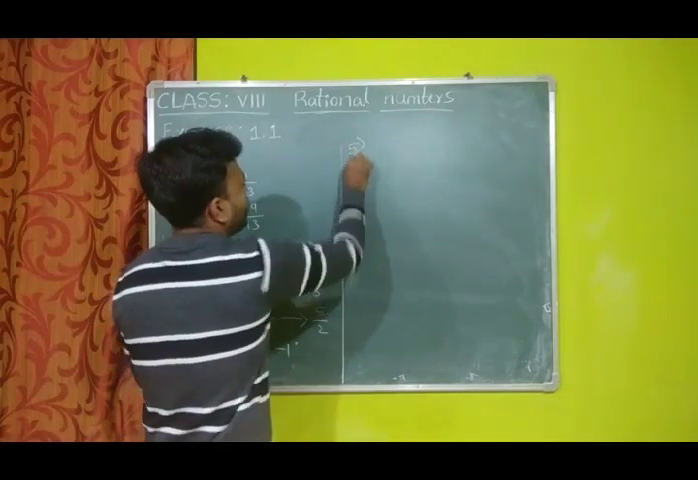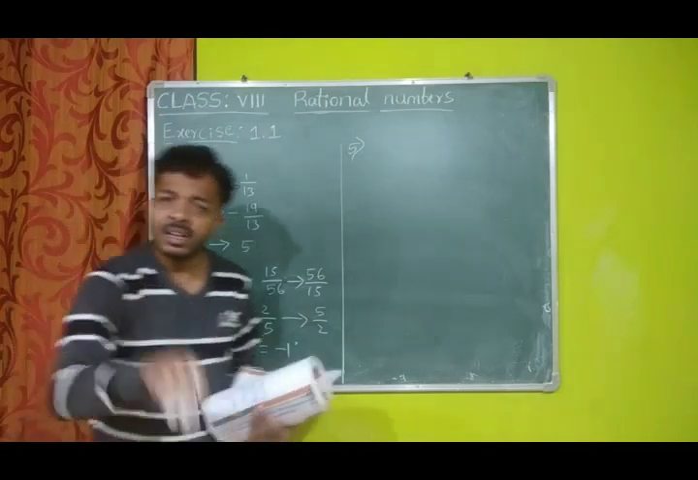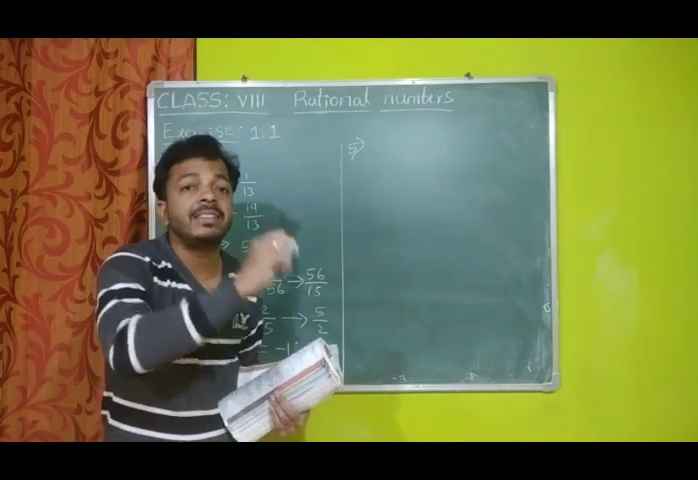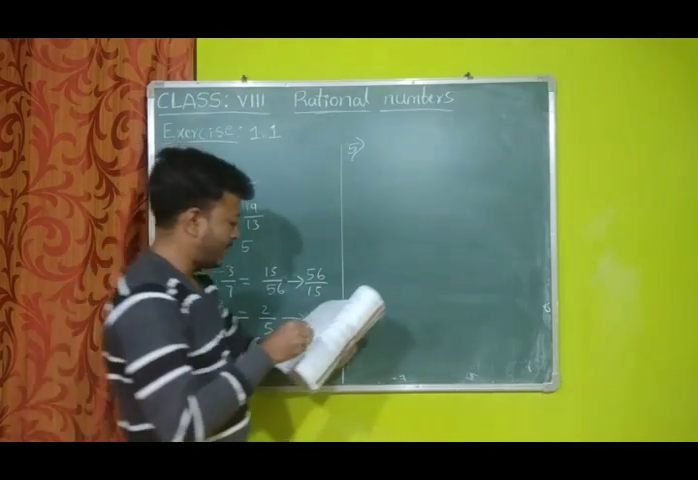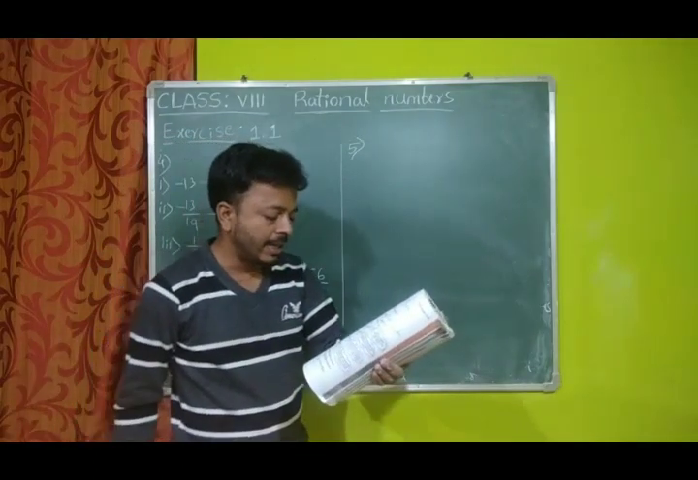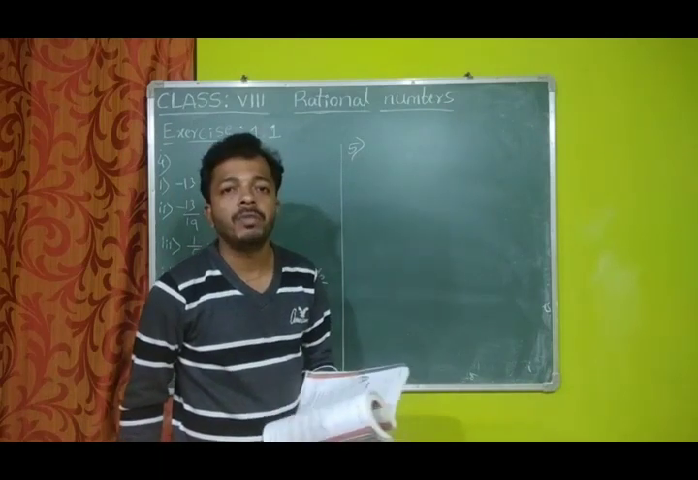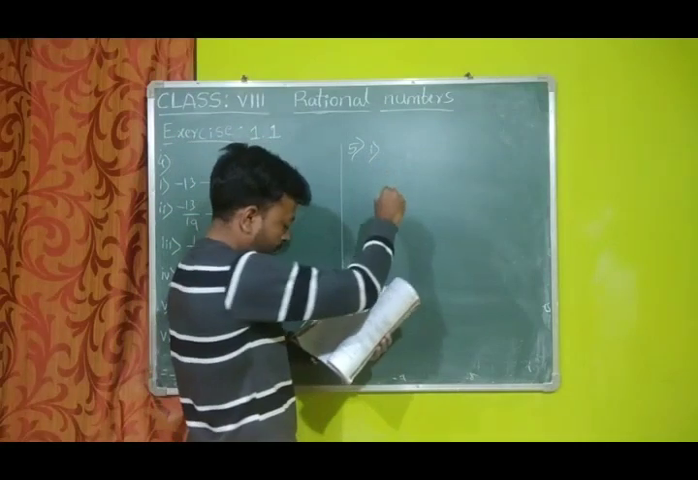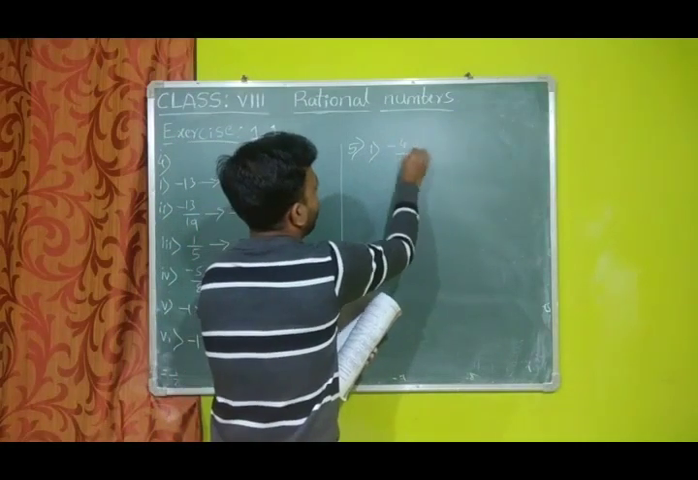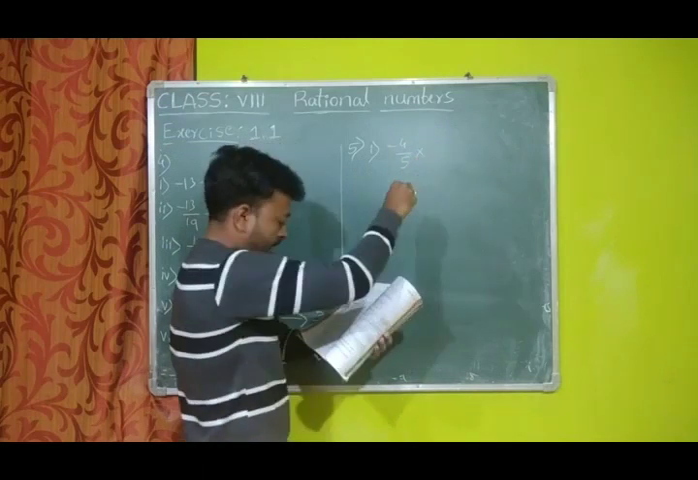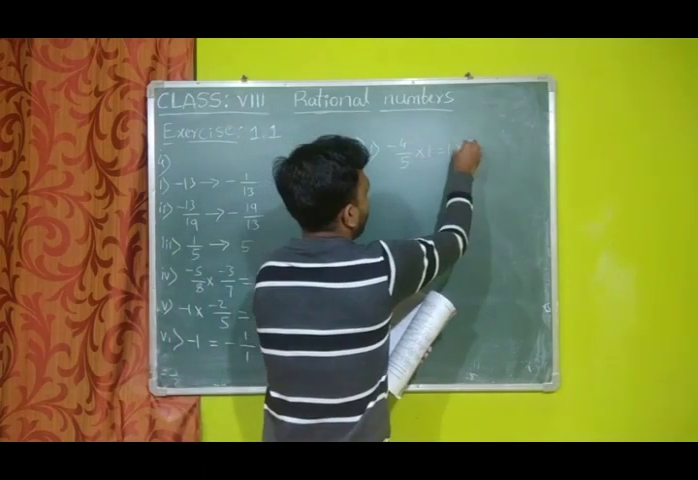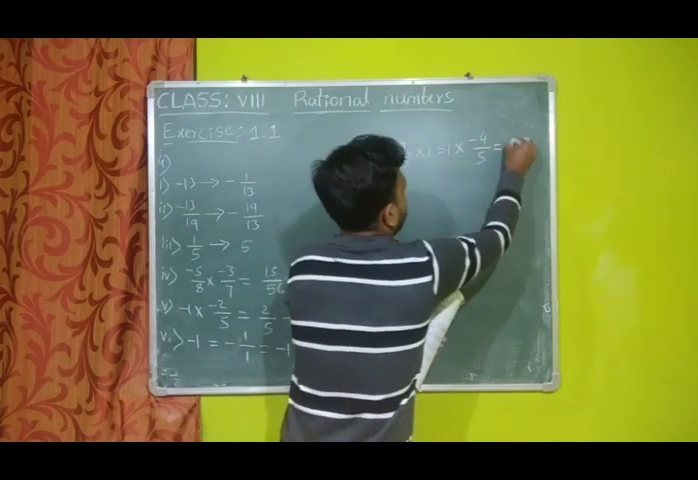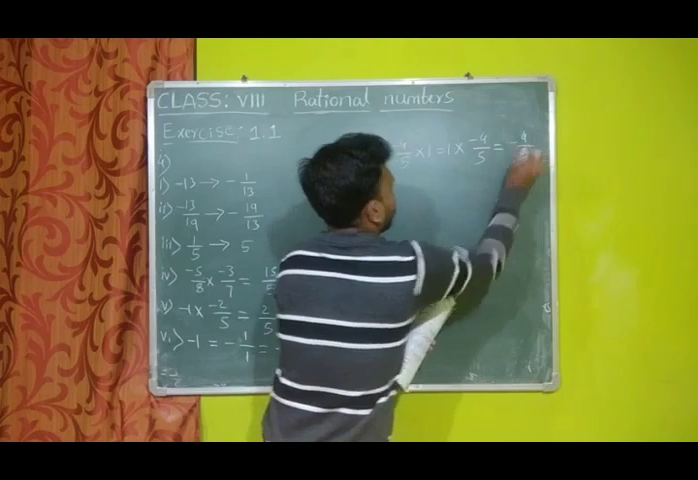Now, fifth question. The fifth question is very simple. The question is how to find which property is involved. Understood? Name the property under multiplication used in each of the following. First one: minus 4 by 5 multiplied by 1 is equal to 1 multiplied by minus 4 by 5, equal to minus 4 by 5.